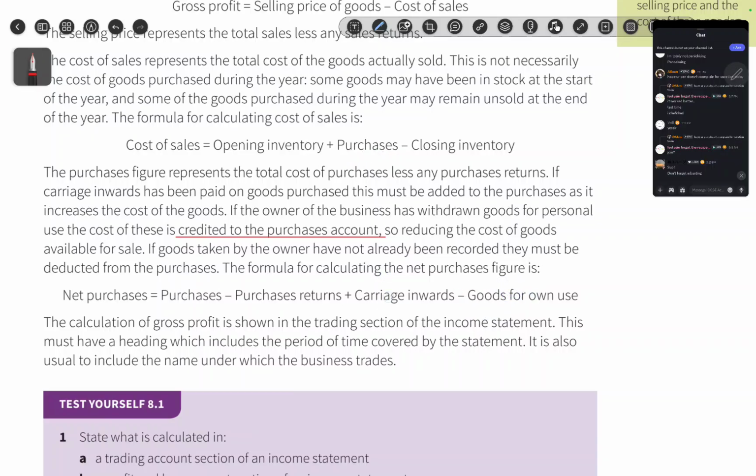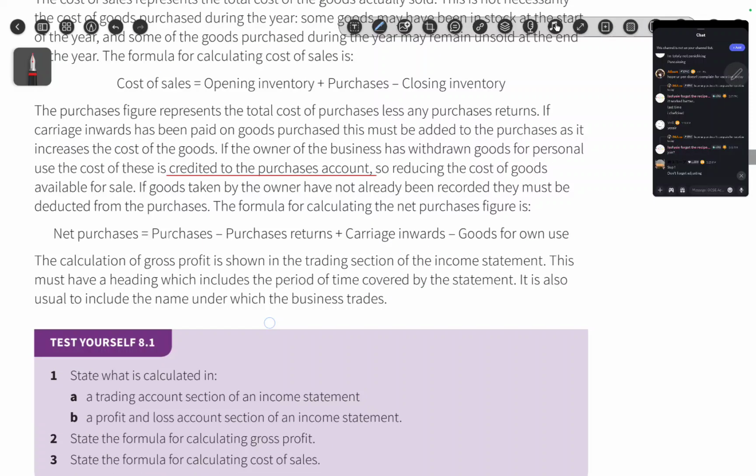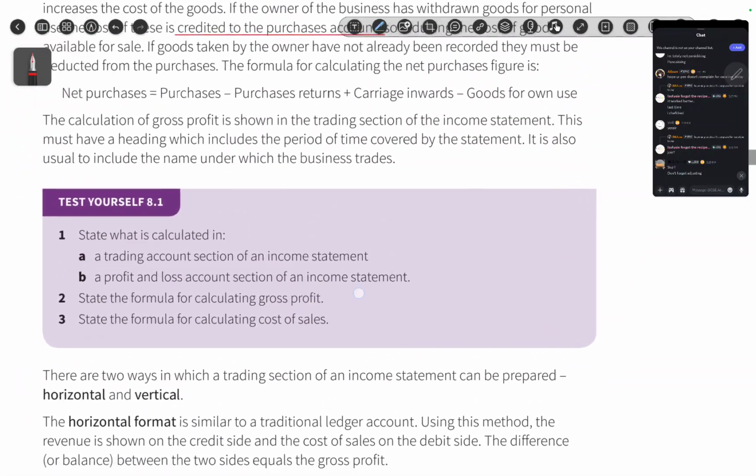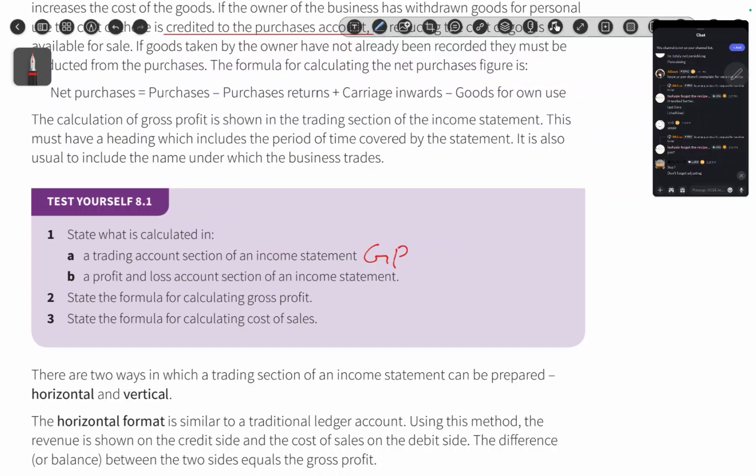All right, where was I? Yeah. The calculation of gross profit is shown in the trading section of an income statement. This must have a heading which includes the period of time. It is also easy to include the name. Okay, all right, what's calculated in a trading account up to gross profit? What's calculated in a profit and loss account? The profit or the loss.